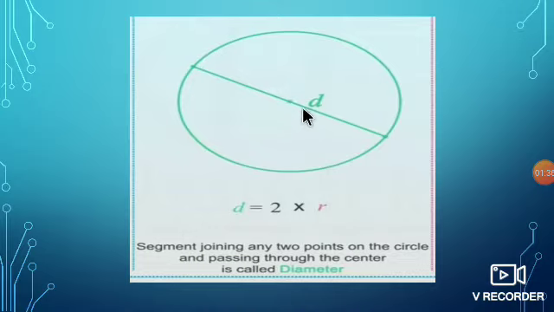It is double of radius. This is one radius and this is one more. So 2 times radius. The formula is d is equal to 2 into radius.